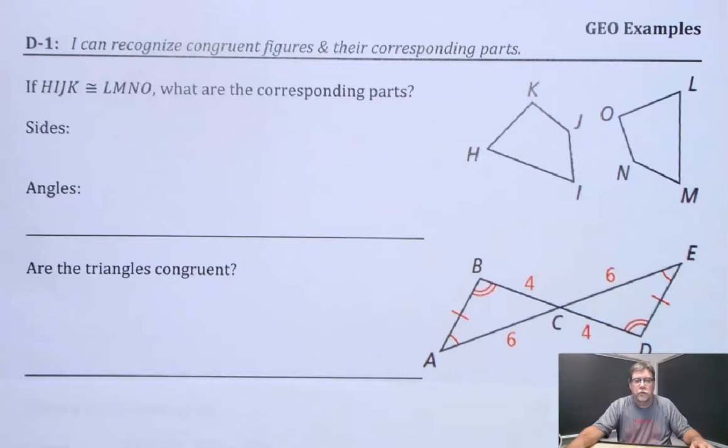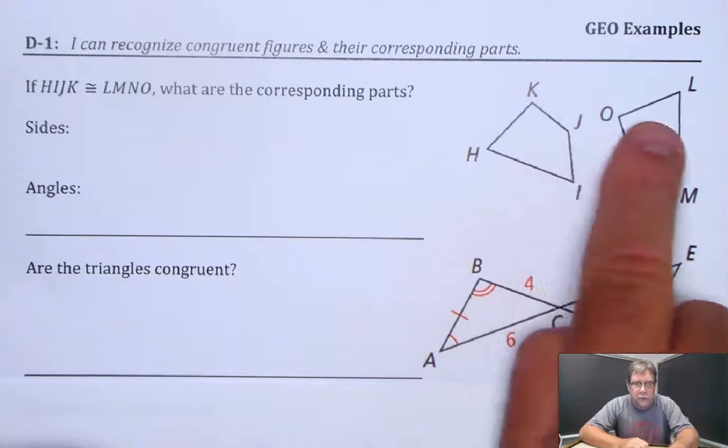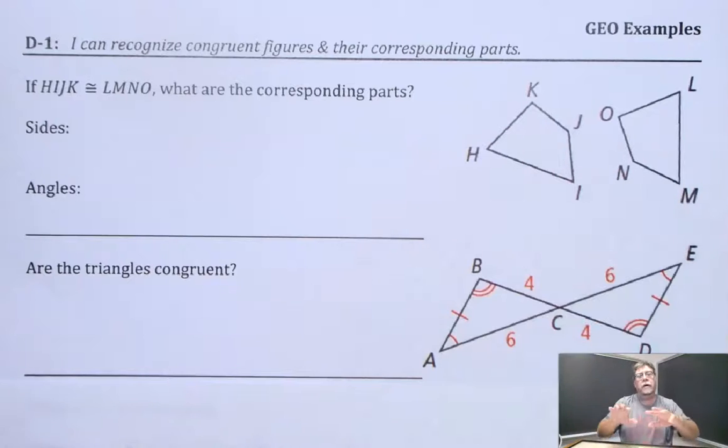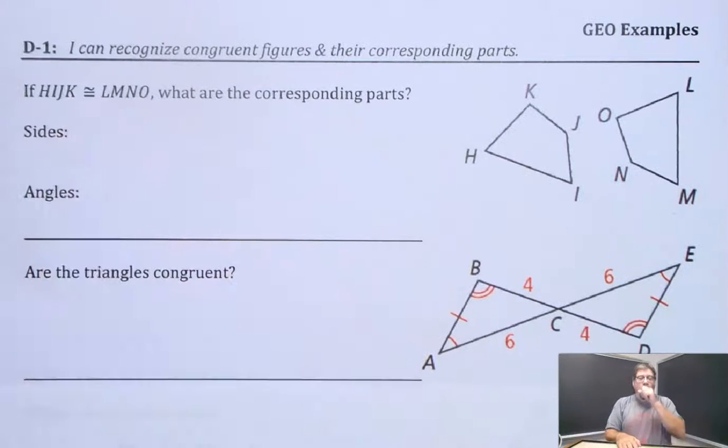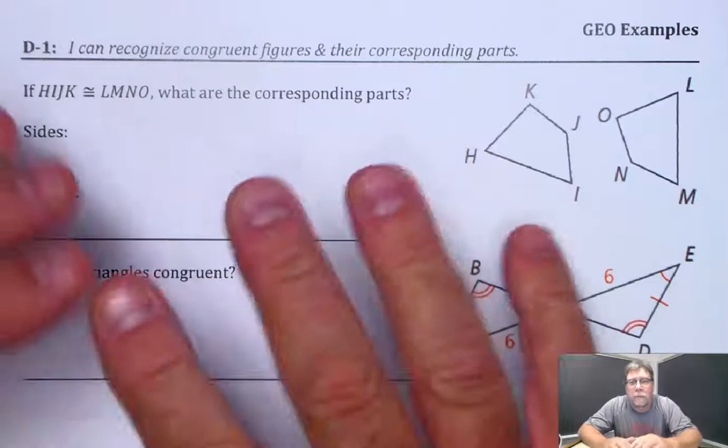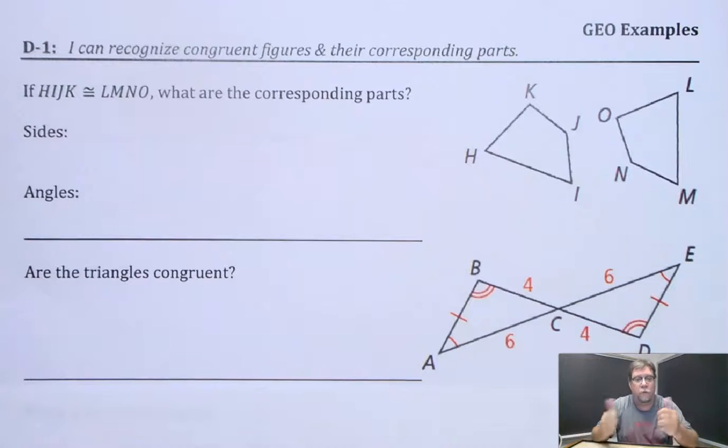As we get started with this new unit, Unit D, we want to talk about corresponding parts of polygons, mostly triangles. But our first one actually is not a triangle, it's just a polygon. So these two polygons are congruent. It says so right there. And so I want to name the corresponding parts. So we have 4 sides that are corresponding and 4 angles that are corresponding.